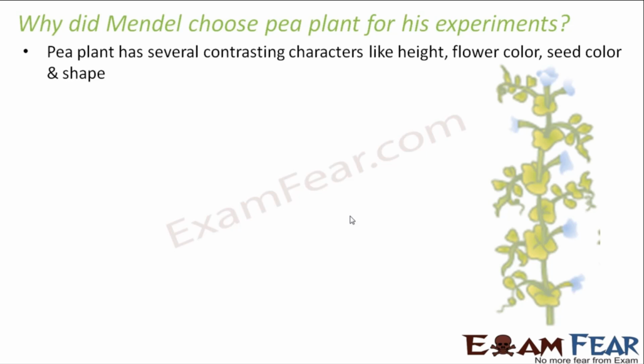So this pea plant has flowers of different colors. Violet color flowers are there, white color flowers are also there. It also has seeds of different shapes. Some seeds are round, some are wrinkled, some seeds are green in color, some are yellow in color, some plants are tall, some are dwarf. So there was a variety of contrasting characters available with the pea plant, so he could do a lot of experimentation with different contrasting characters.